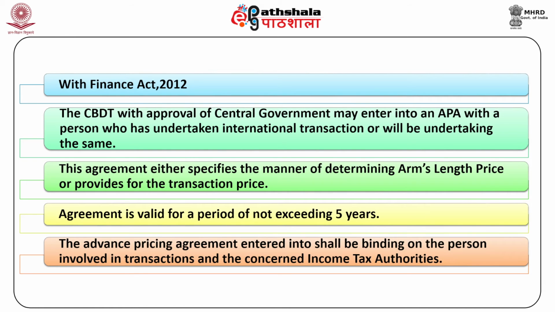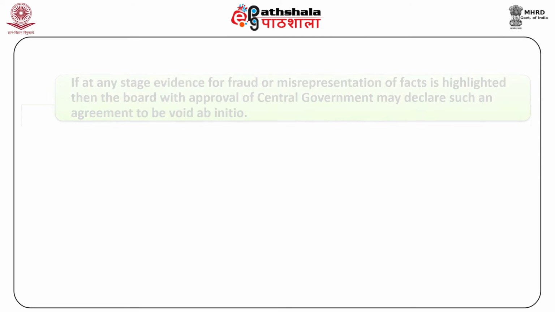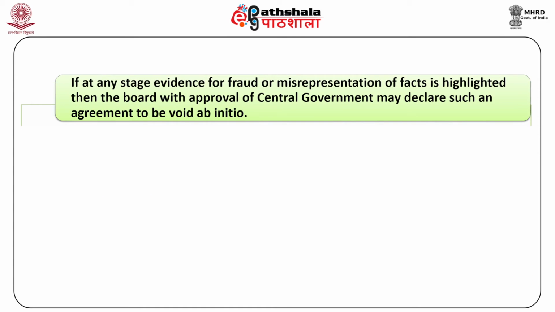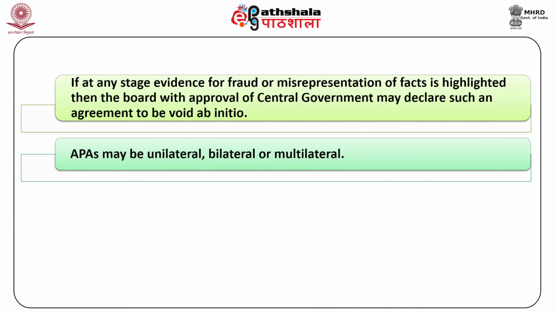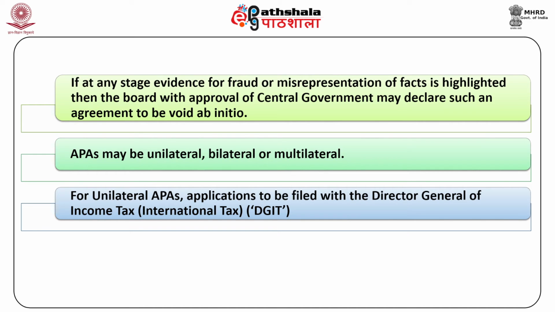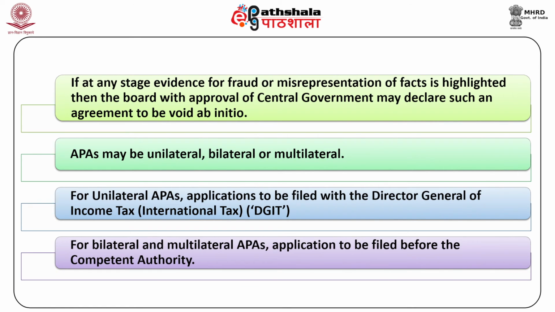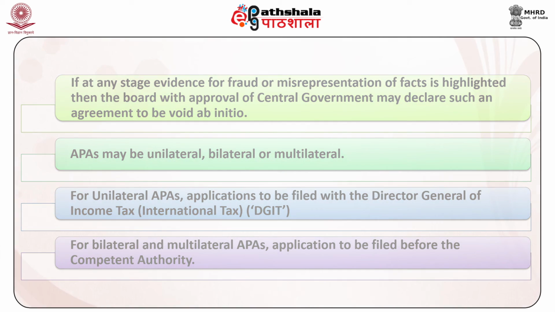The fifth, the advance pricing agreement entered into shall be binding on the person involved in the transactions and the concerned income tax authorities. The sixth, if at any stage evidence of fraud or misrepresentation of facts is highlighted, then the board with approval of the central government may declare such an agreement to be void ab initio. Seventh, APAs may be unilateral, bilateral or multilateral. Eighth, for unilateral APAs, applications are to be filed with the Director General of Income Tax, International Tax Department. Ninth, for bilateral and multilateral APAs, applications are to be filed before the competent authority.